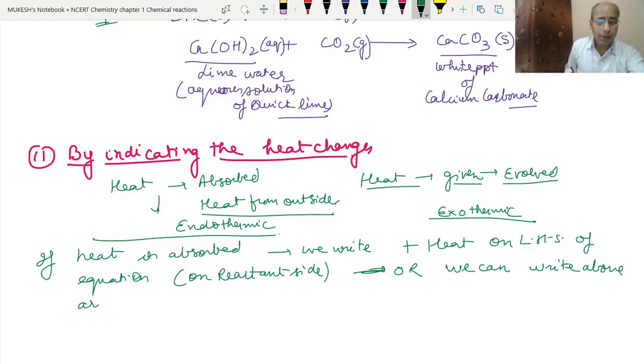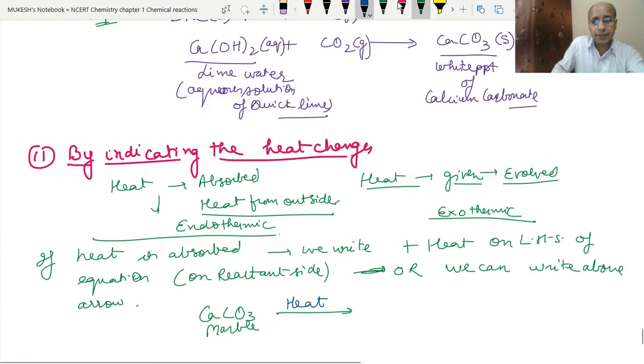Okay, so let's take an example. When calcium carbonate, meaning the marble, is heated, that means we are giving heat from the outside. Then what is being formed? Quicklime is formed, and carbon dioxide gas is formed.